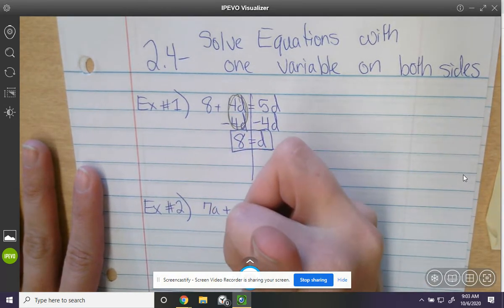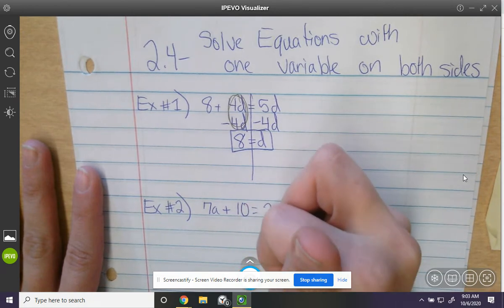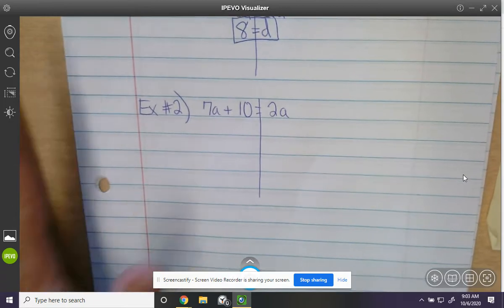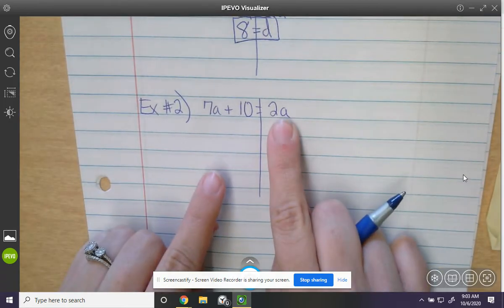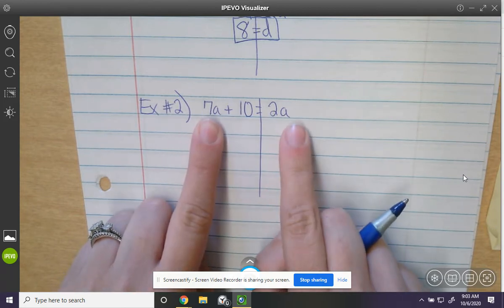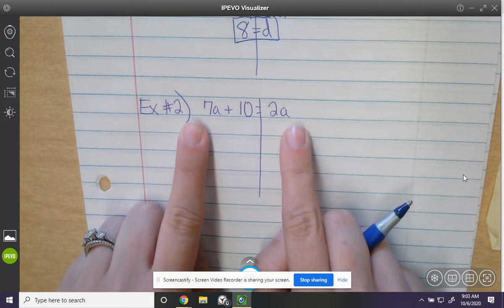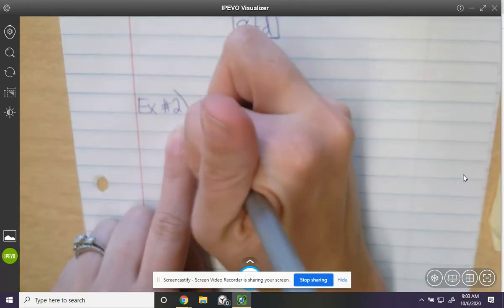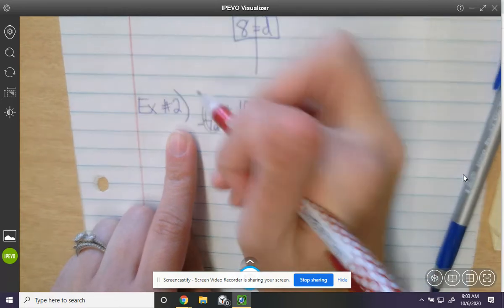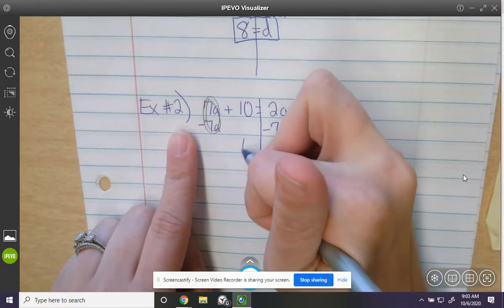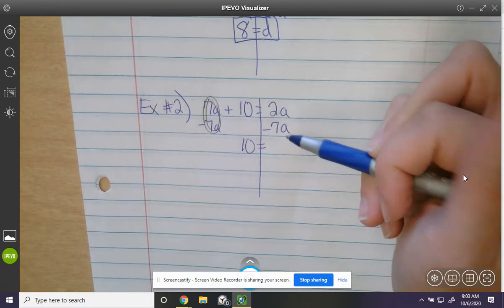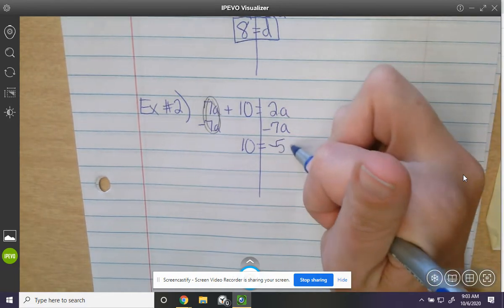7a plus 10 equals 2a. All right, once again, I can't move my 2a over here because that would leave nothing on the side, so I have to move my 7a over here. How do I make 7a 0? Well, subtract it. That puts it 0 over here. I'm left with 10 equals 2 minus 7, that's going to be a negative 5a.